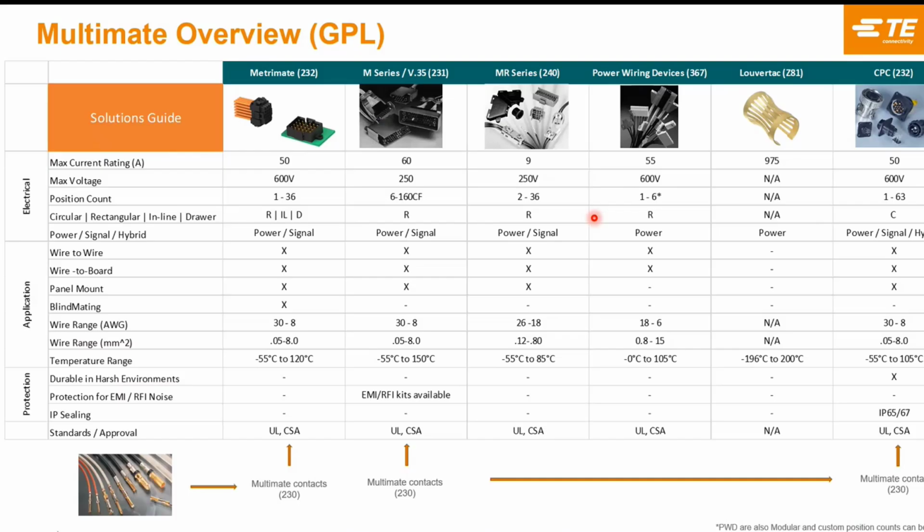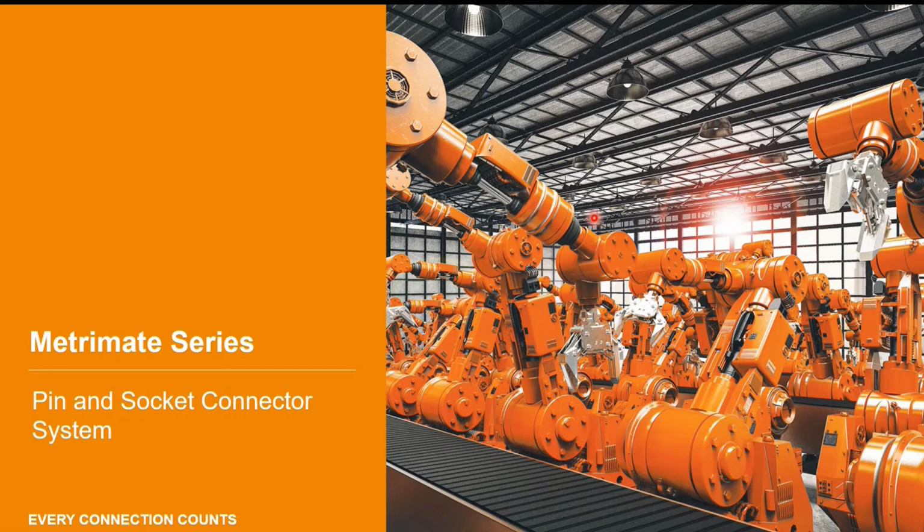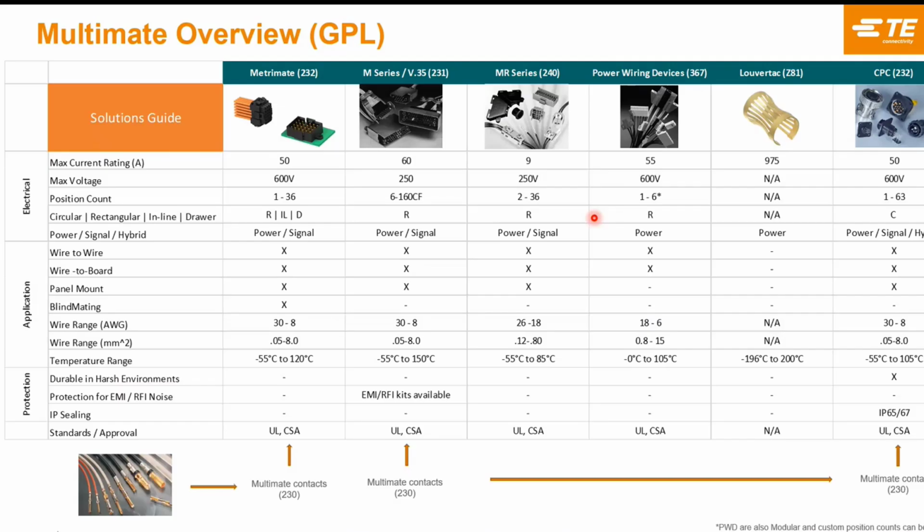We can jump into the Metromate series. Basically, these are our rectangular type of connectors. What you see here is the multimate overview. If I take a step back, the multimate refers to the contact system that we have. These are the multimate contacts, and I think it also refers to the name itself. It mates to multiple types of connectors, and that refers to both the rectangular and the circular.